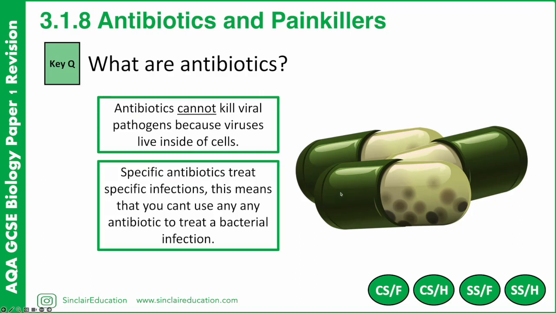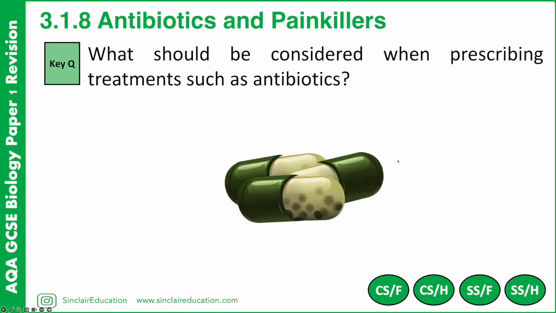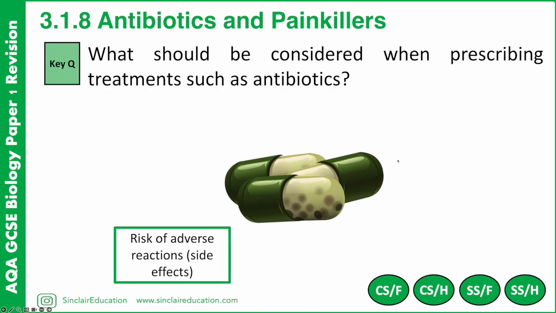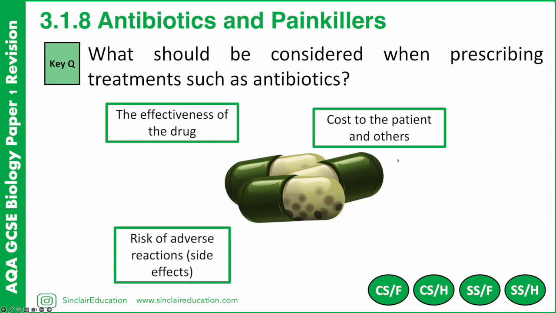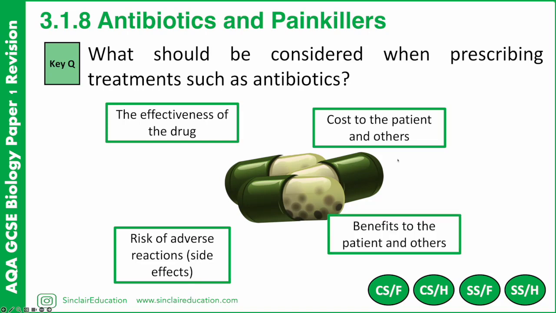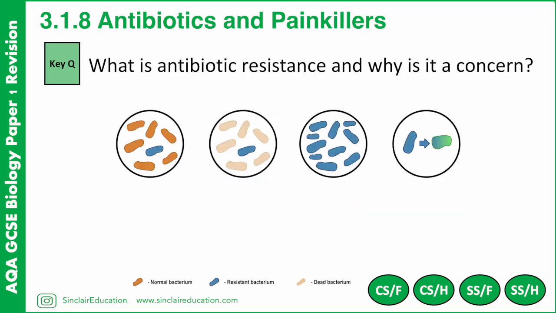What we do find is that certain antibiotics only treat certain bacterial infections. So there isn't just one antibiotic, there's a huge range of them. But when doctors are giving these out, they need to consider the side effects, how effective that drug is, the cost to the patient and to others, and the benefit. So it does mean for mild infections, you might not be given an antibiotic because your body can get better on its own. The other concern is antibiotic resistance.